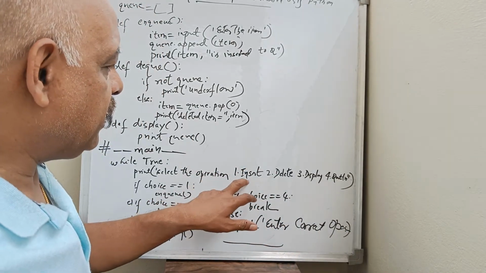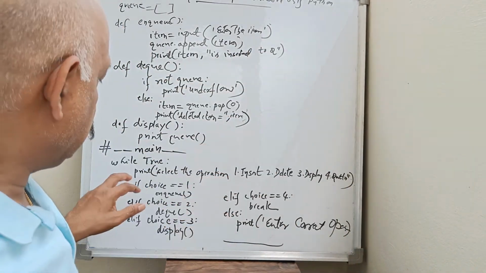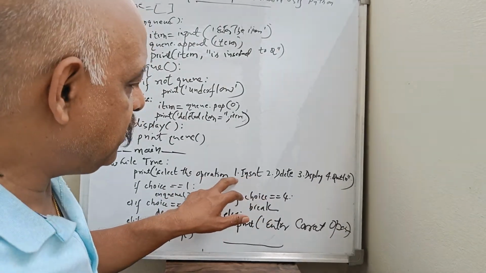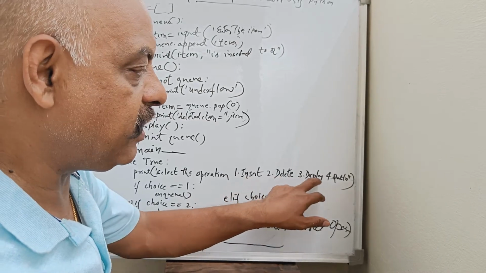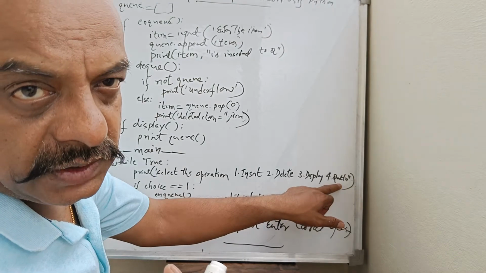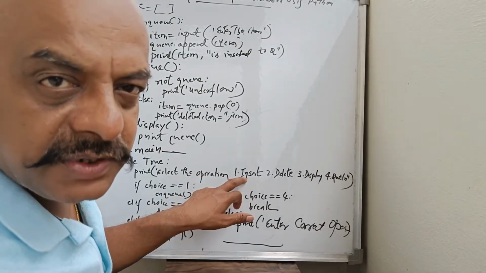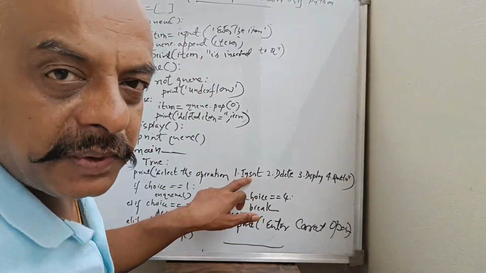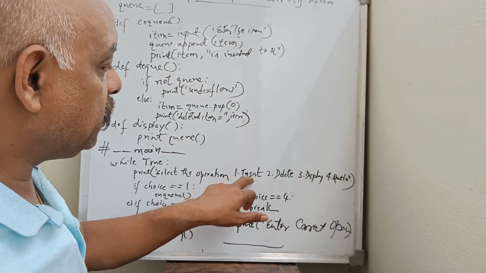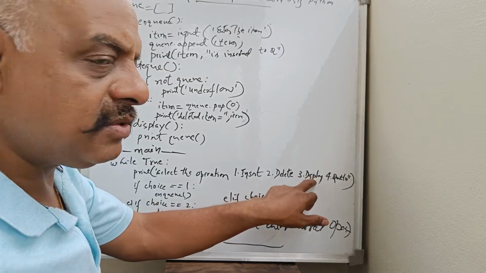You can display insert, delete, display on different lines also. So this will be displayed: select the operation. 1 is for insert, 2 for delete, 3 for display, 4 for exit. When I type 4, I have to come out of the while loop and not do anything. If I type 1, the insert operation has to be done with the help of the enqueue method, that is queue append. Enqueue takes care of that. When you type 2, delete, that removes an element from the queue. 3 is to display.